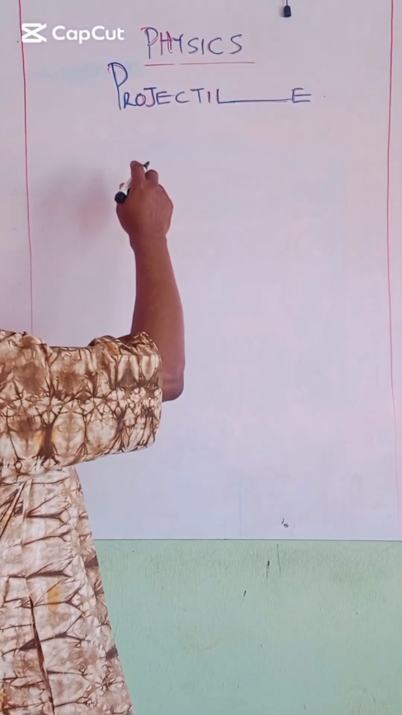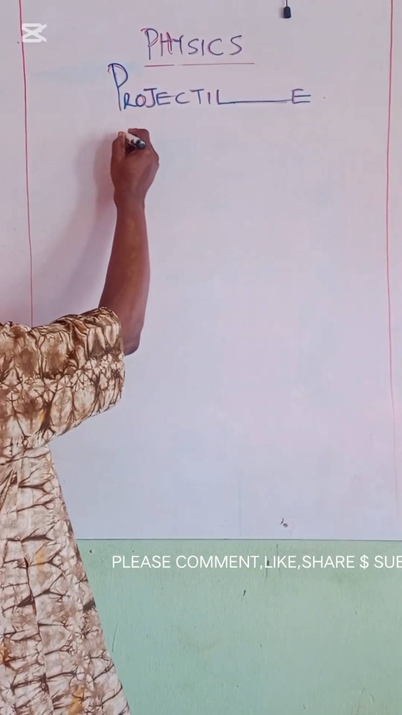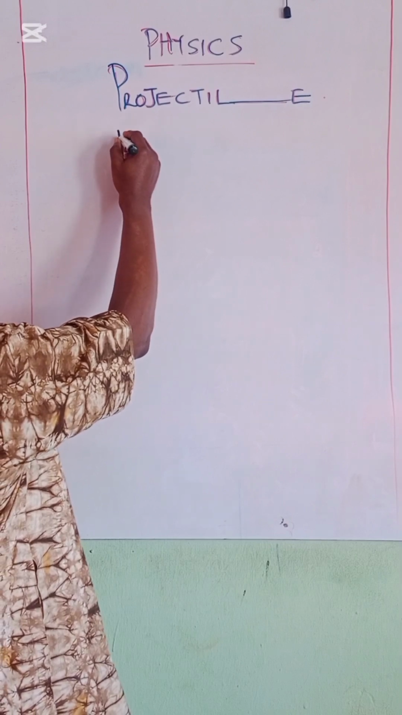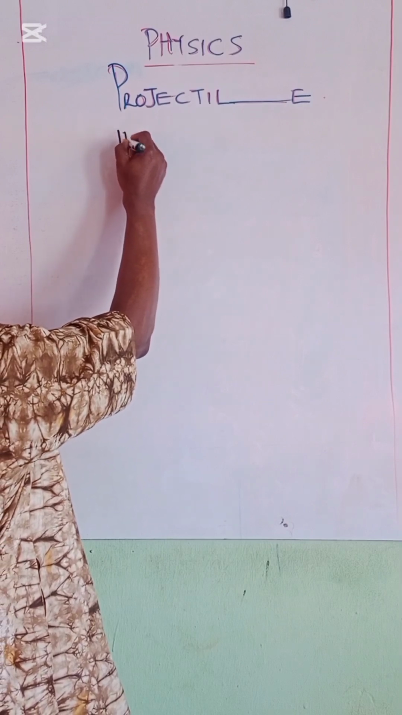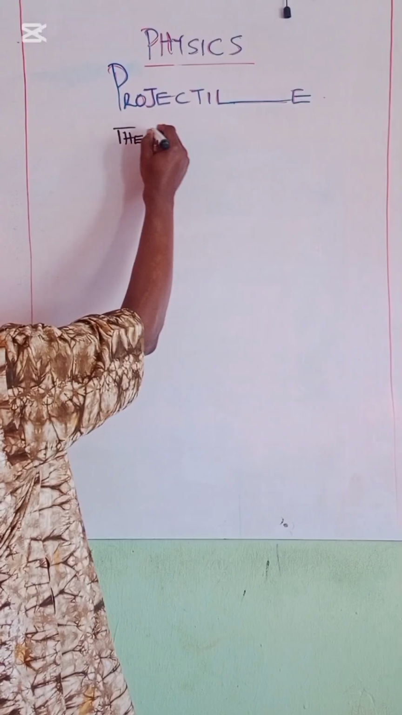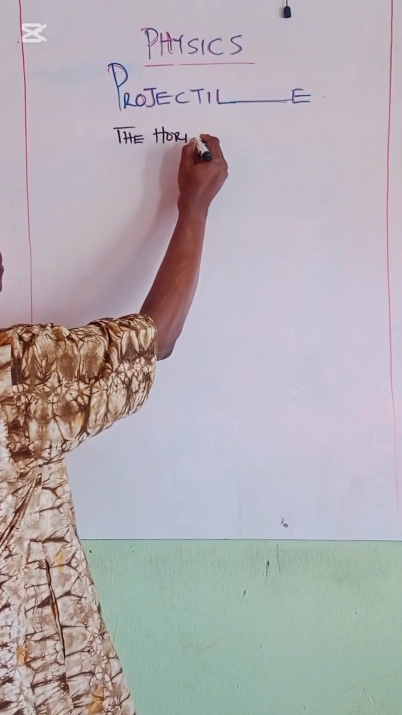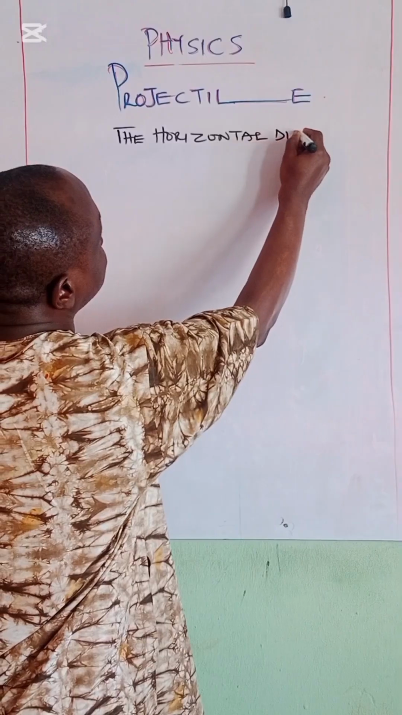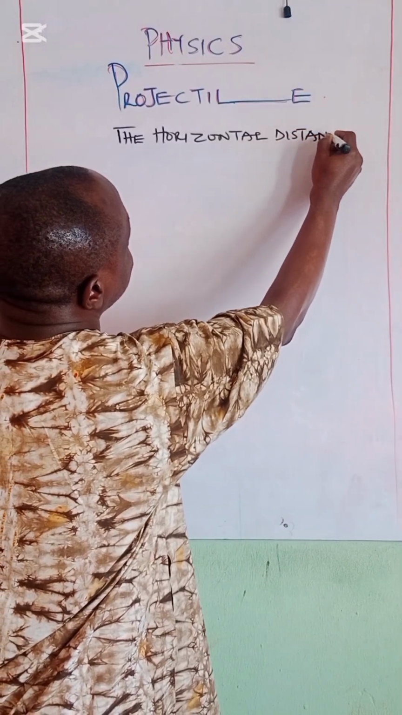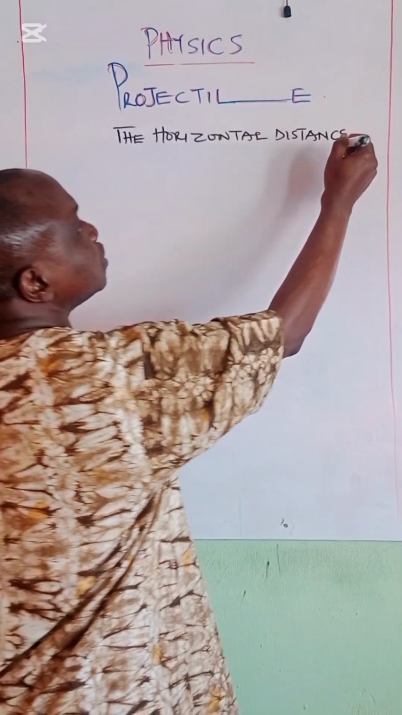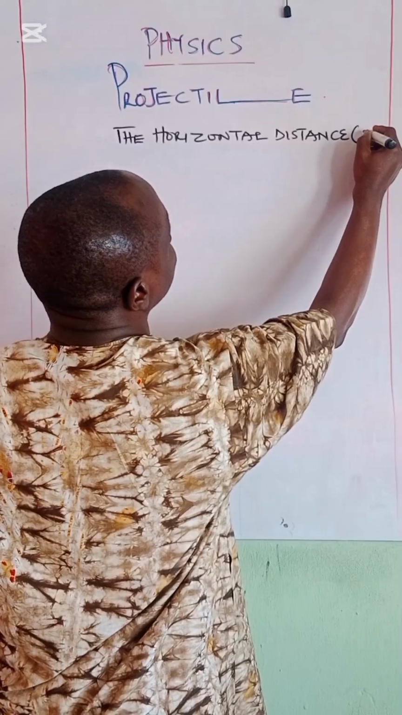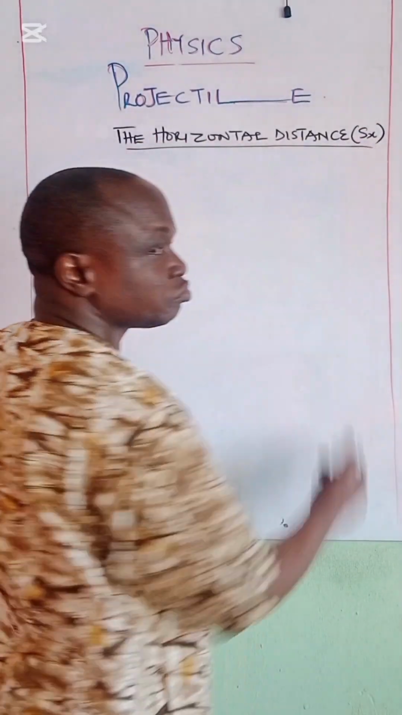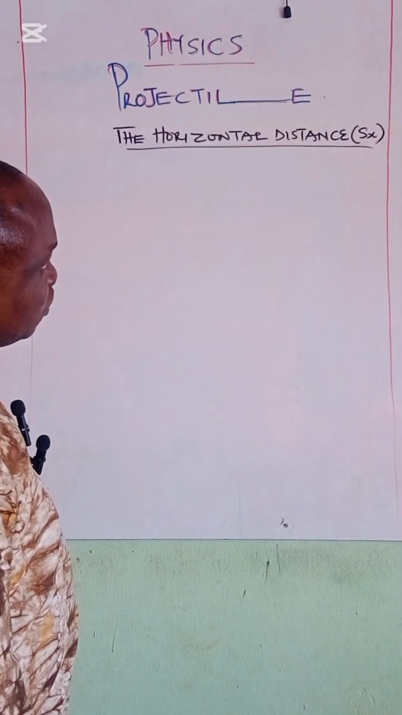Our next quantity to be determined is the horizontal distance. This one we call it Sx, horizontal distance. How do we determine the horizontal distance?